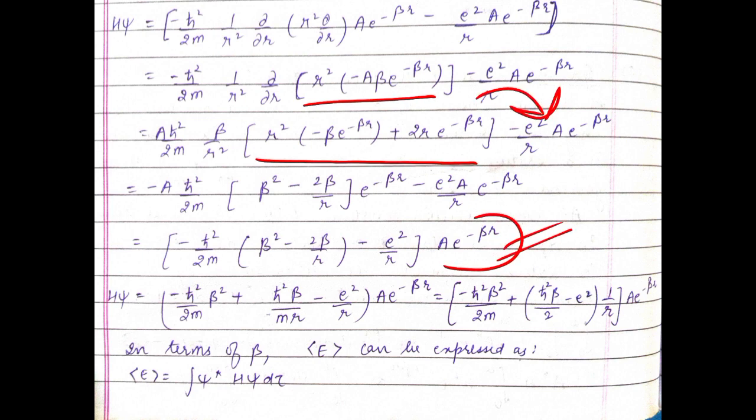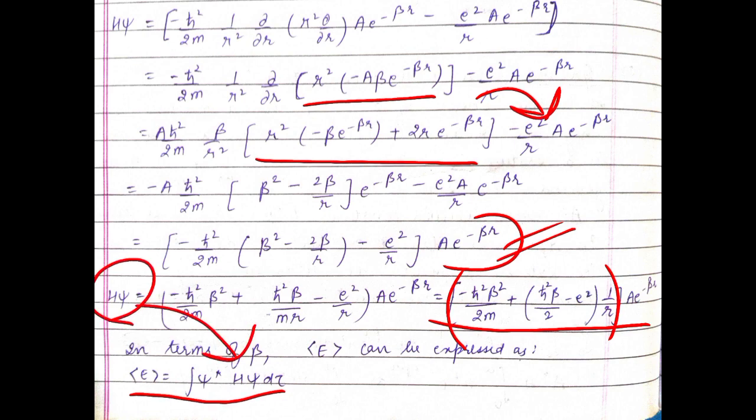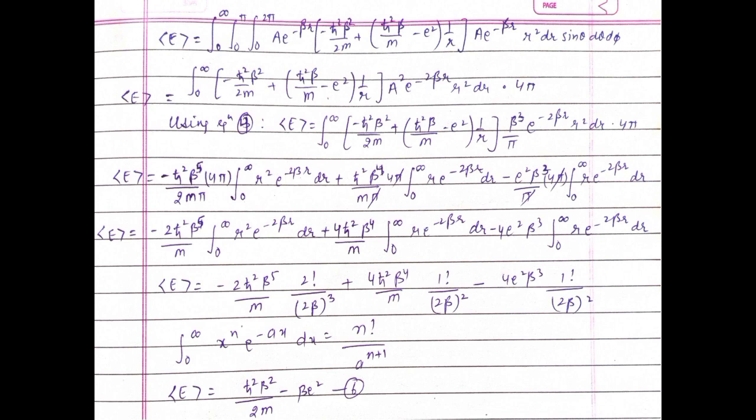And on further solving this step, we will get the value of H psi, which is equal to minus h cut square beta square by 2m plus bracket h cut square beta by 2m minus e square into 1 upon r and into a e raised to minus beta r. So this is the value of H psi. By using this value of H psi, we can find the expectation value of energy. And we know that the expectation value of energy is given by integration psi star H psi d tau. So this H psi will be used here and we will get the expectation value of energy.